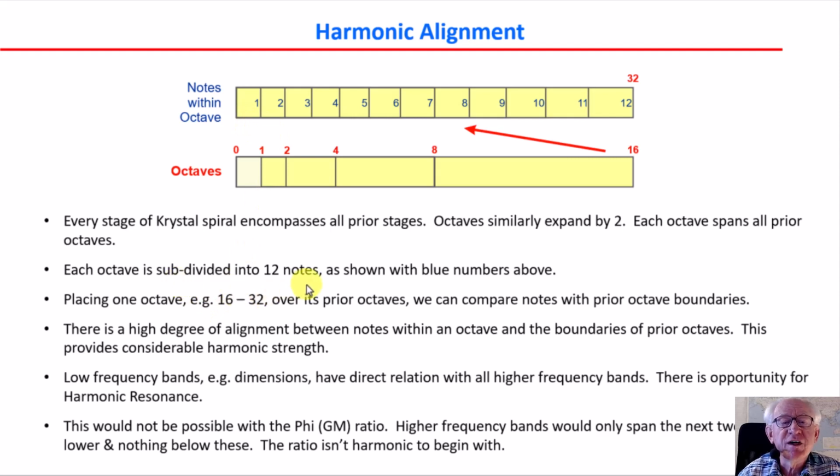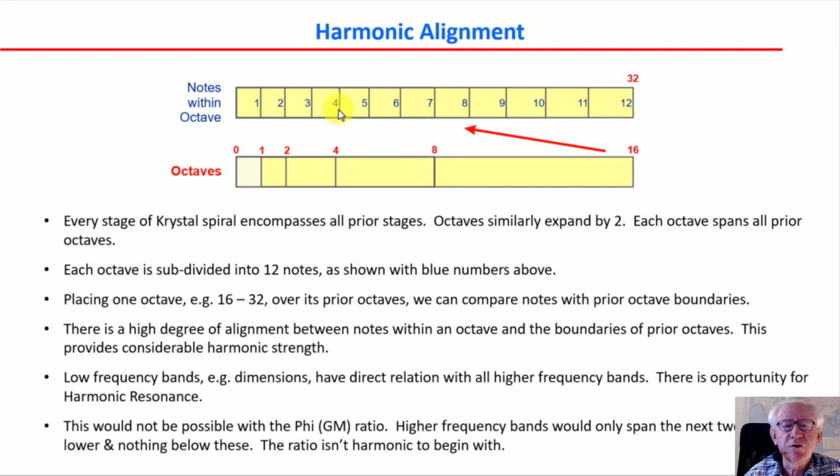Now, each octave is divided into 12 notes, as we have seen previously. Each octave divides naturally into 12 sub-frequencies. Now, when we compare these frequencies with the boundaries of the earlier octaves, we see that there's a high degree of alignment between them. So, for example, the 7th sub-frequency, corresponding to the 7th clock line we discussed previously, aligns with the point halfway back, a full octave back in the stages below. So it aligns very tightly with a key octave boundary.